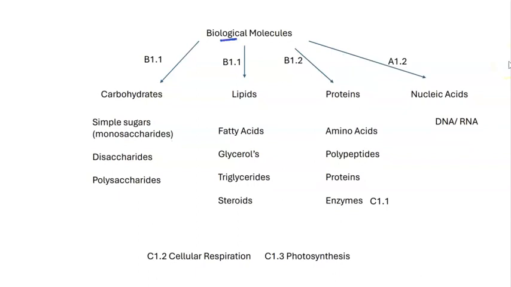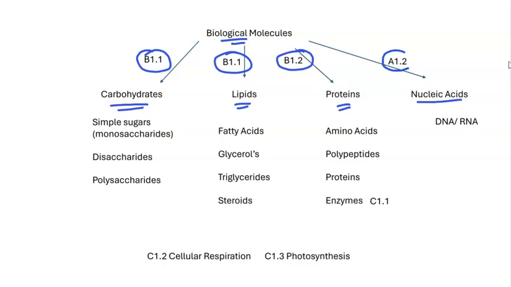Under the heading of the biological molecules of biochemistry, there are four main groups that we'll be looking at. There are the carbohydrates, covered in section B1.1, lipids, also in section B1.1 of the syllabus. Proteins are found in section B1.2 of the syllabus, and the nucleic acids themselves are in A1.2, the study of DNA and RNA.